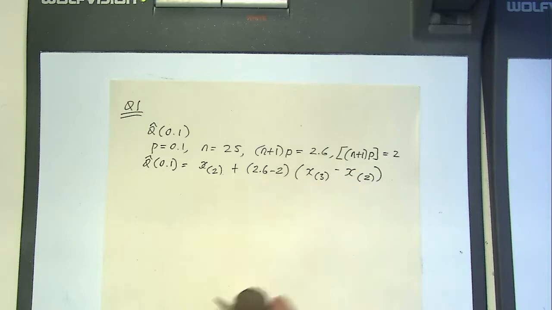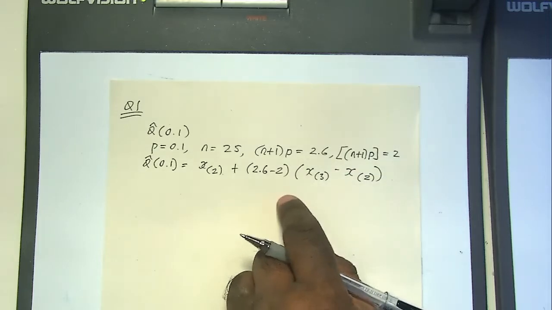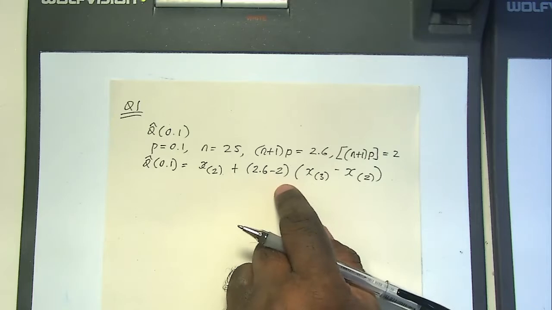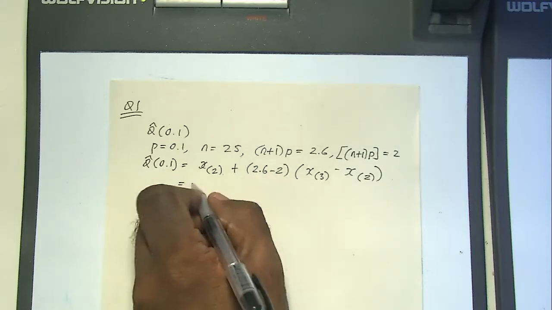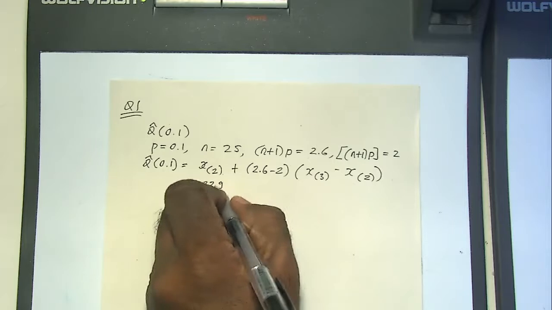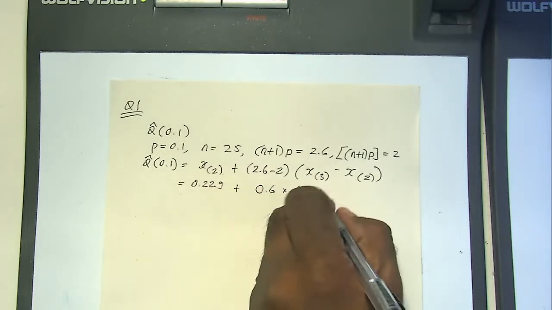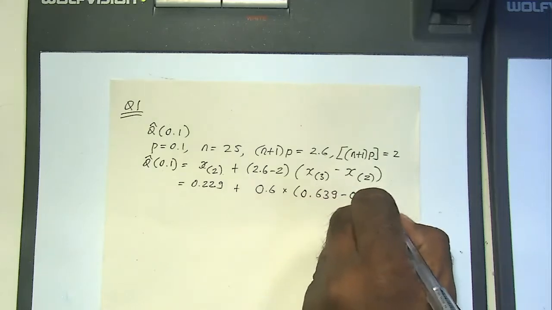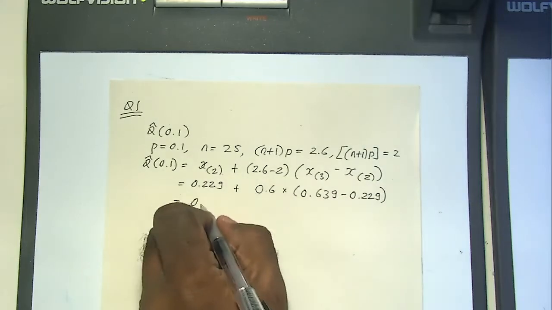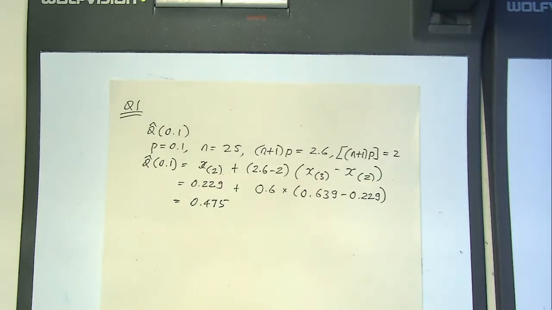You remember the formula that I mentioned in the lectures. You remember this or not? Come on, guys. So you sub in the numbers, which are 0.229, 0.6 multiplied by 0.639 minus 0.229, and the answer will be 0.475. So the quantile at 0.1 is 0.475.